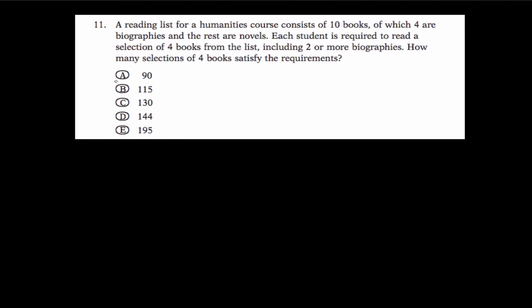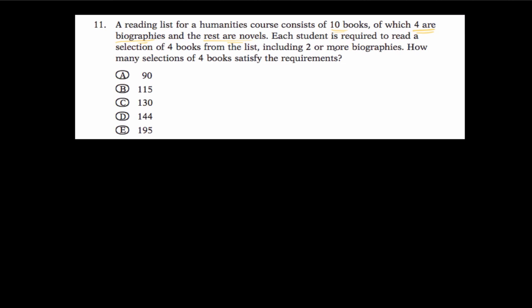Yeah, so this is question 11 of the revised GRE general test. Now the question says a reading list for a humanities course consists of 10 books, of which 4 are biographies and the rest are novels. So 4 are biographies, while the rest are novels.